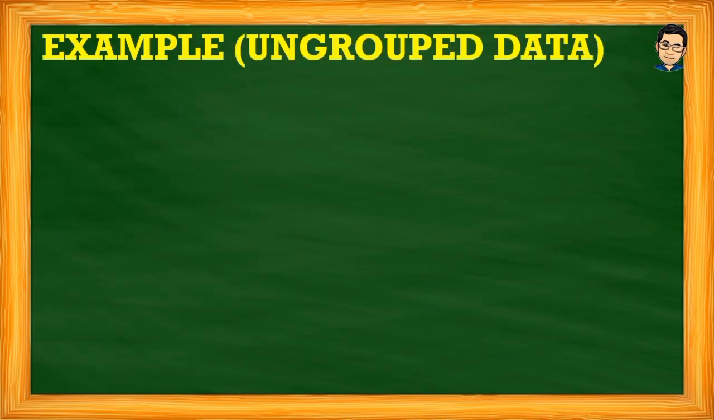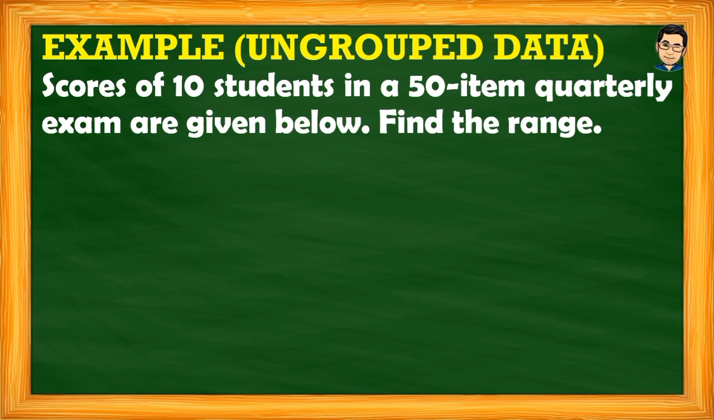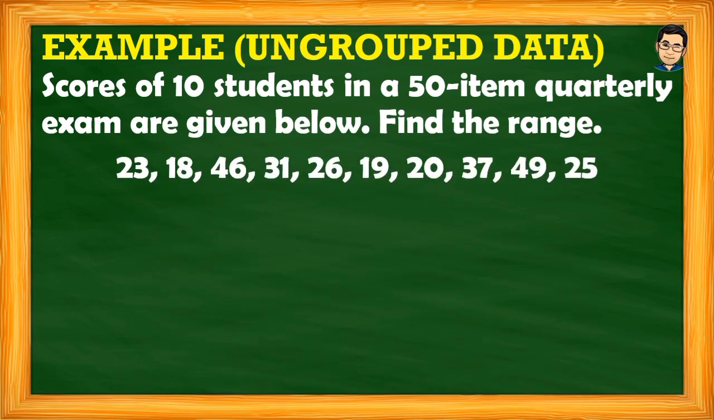Let us now have an example for range of ungrouped data. Since range is easy, in this video lesson the ungrouped and grouped data are together for range only, not for average deviation. The scores of 10 students in a 50-item quarterly exam, or periodical exam, are given below. Find the range.